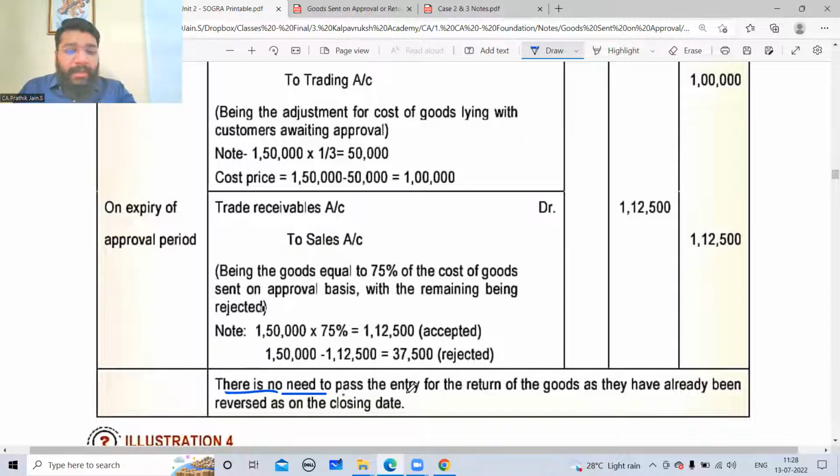So we'll also stick to the same thing. There's no need to pass the entry for the return of goods as they have already been reversed on the closing date. Okay, the sale entry is reversed, I understand. But inventory with customer is not reversed, no boss. So that treatment we have to give. But unfortunately, they have not given this. So we'll stick to this only. Are you clear with this? Online people, are you clear or not clear?